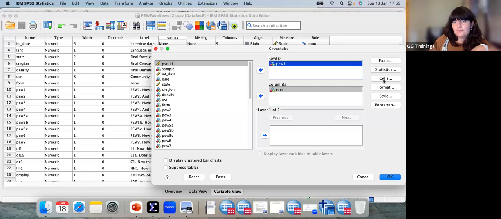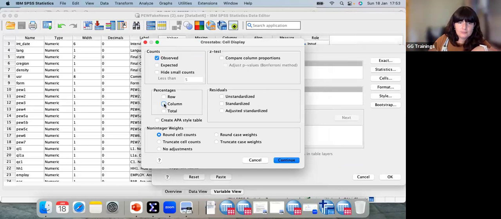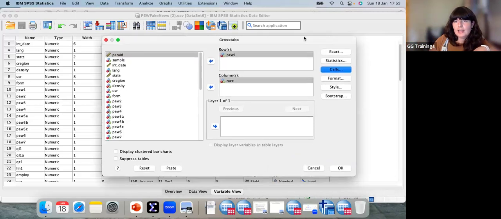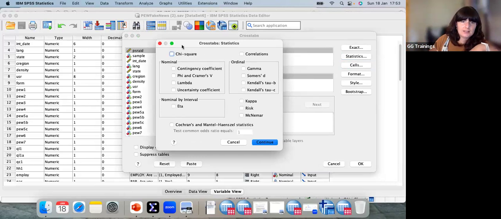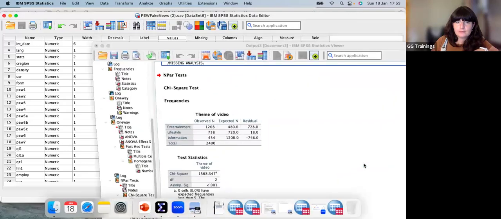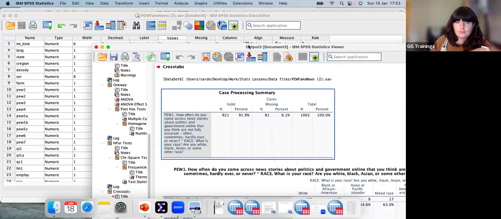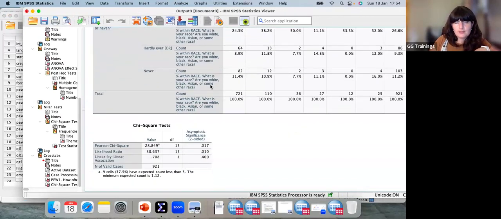Go to cells, and you'll need to select column. I already selected it. Select column, continue. And most importantly, statistics. And this will be unselected, so you need to select chi-square. And continue. And okay. And then there's a massive crosstabs and your chi-square test.